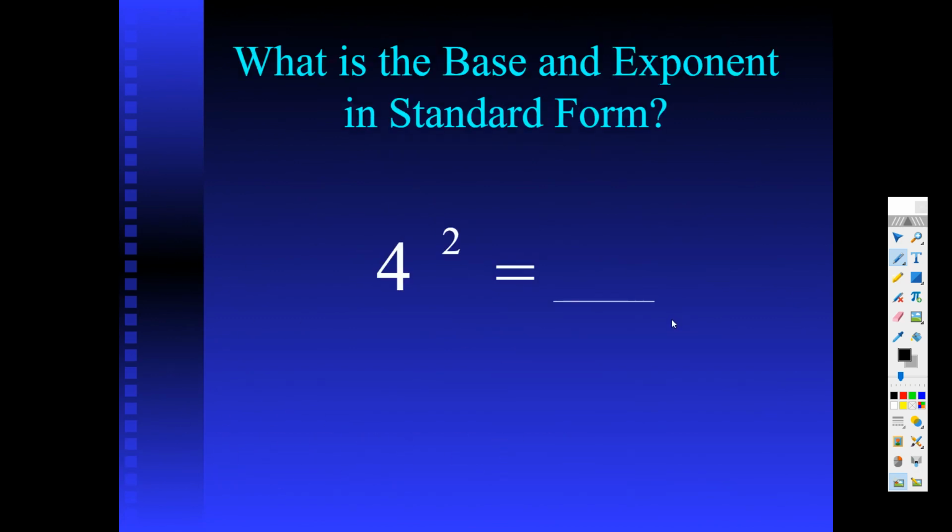That would be 4 to the second power, which means 4 times 4, and that would be 16. 2 to the third power would be 2 times 2 times 2. So 2 times 2 would be 4, 4 times 2 would be 8. 3 to the second power would be 3 times 3, which is 9.